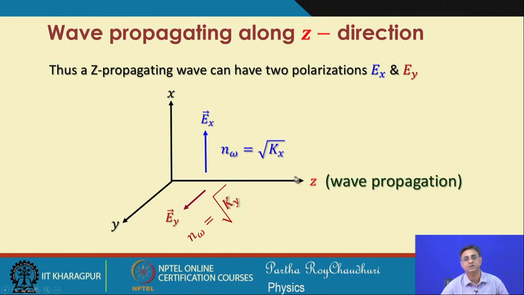So, this wave which is travelling along the z direction can have two polarizations, that is E x and E y, and the corresponding refractive indices n omega 1 and n omega 2 are given by these two equations. So, when the wave is travelling in the z direction with the electric field E x, this is the x polarized wave and this is the y polarized wave. So, there are two possible polarizations associated with the wave which is travelling along the direction z.